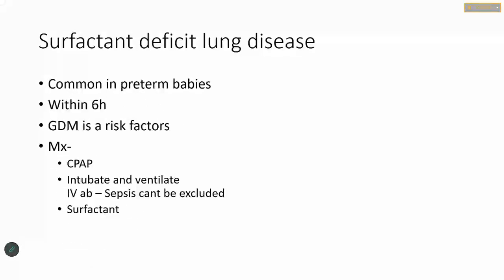Then the surfactant deficient lung disease. Surfactant deficient means there is a problem with the amount of the surfactant. Usually the surfactant, which is needed to keep the airway open, is produced within our lungs, but we know from physiology that it is produced by the type 2 alveolar cells only after 32 to 34 weeks of gestation. When the child is born before 34 weeks of gestation, there will be a problem in the production of the surfactant. There will be a deficiency.